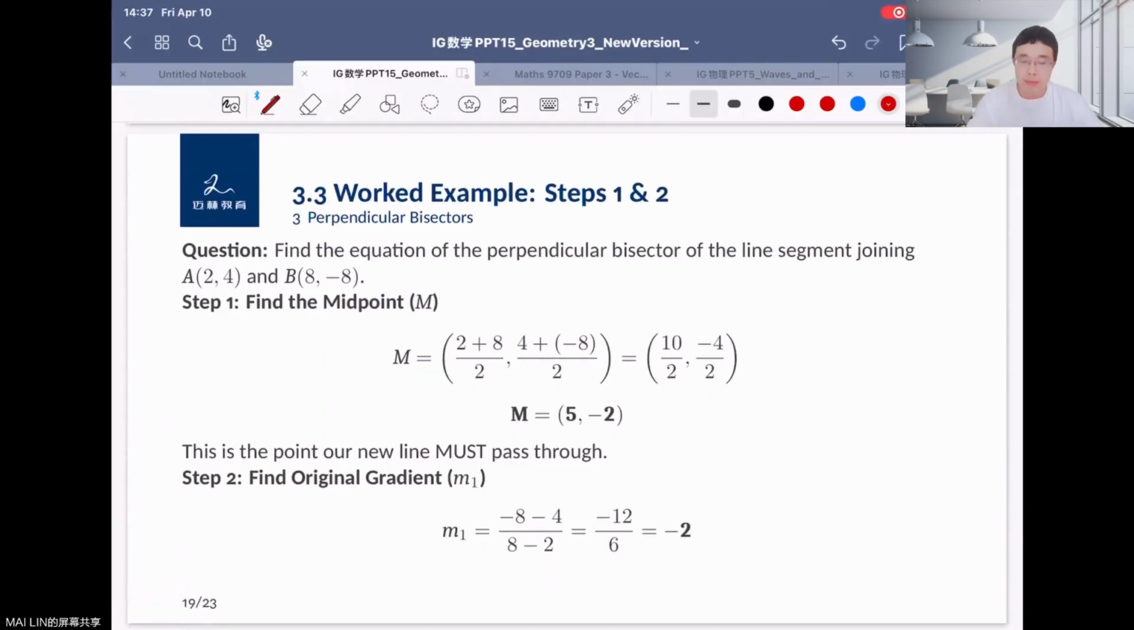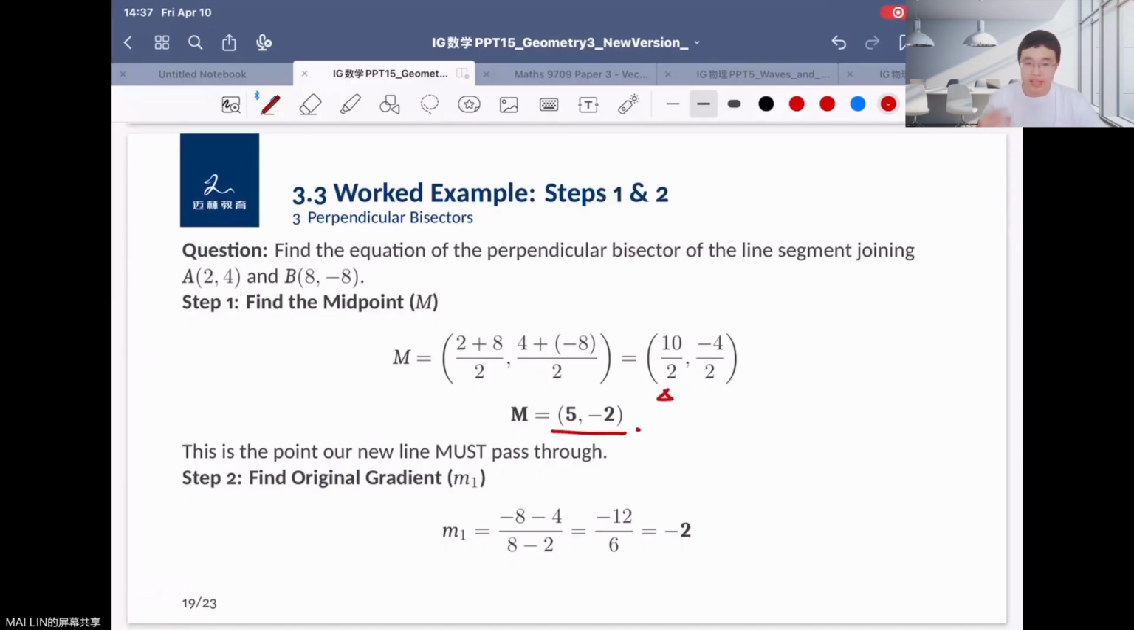Like here, maybe we have a line, it has A (2, 4) and B (8, -8) on it, right? And we can just find the midpoint M right here. M equals (2 plus 8) over 2 and (4 plus -8) over 2, okay? And then you can find the value is 10 over 2 and -4 over 2. So the midpoint here is (5, -2).